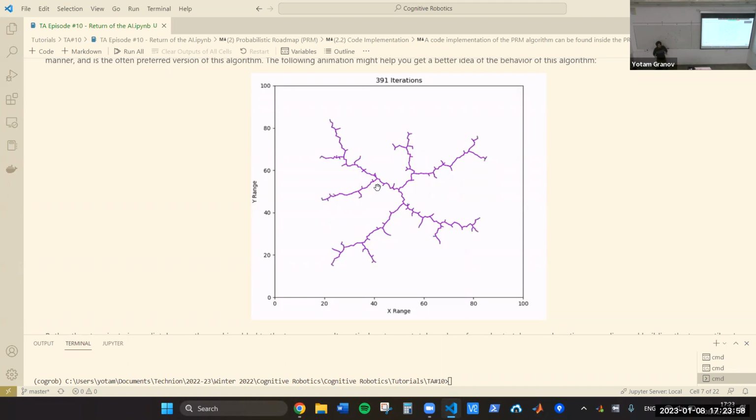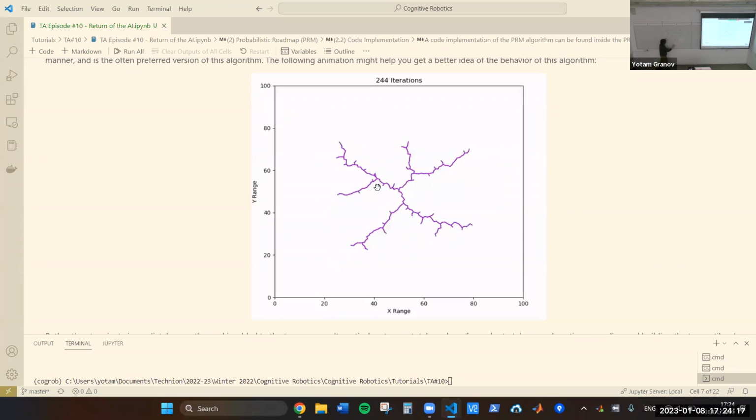we can use a little trick called extend, where instead of going the whole way between this point and that point, I only extend up to some value. This is the step size eta. I only extend up to that point, and that's where I add my new point. I'm not going to go all the way here.